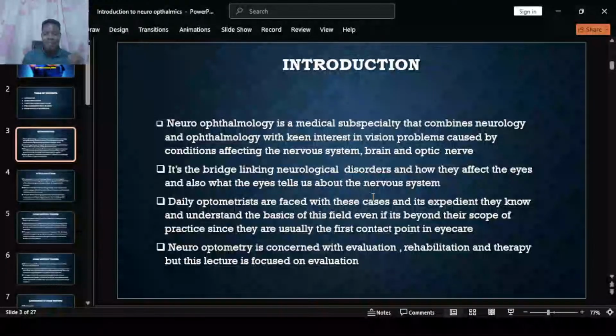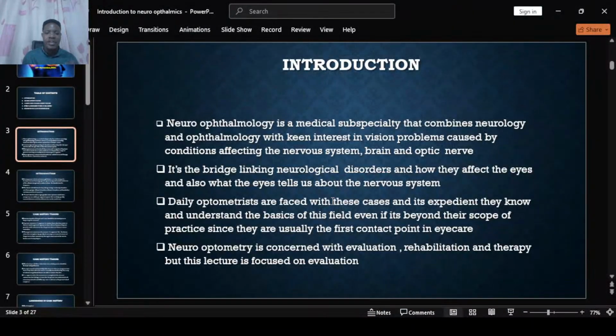So what are the basics of this field, even if it's beyond their scope of practice, since optometrists are usually the first point of contact? The primary eye care practitioner is usually the first contact point. So it's important that we have a grasp on this aspect of optometry and are able to deliver effectively.